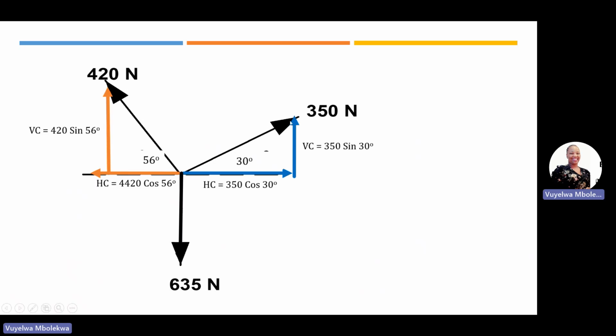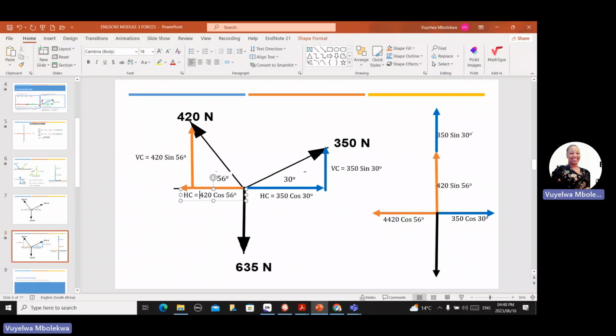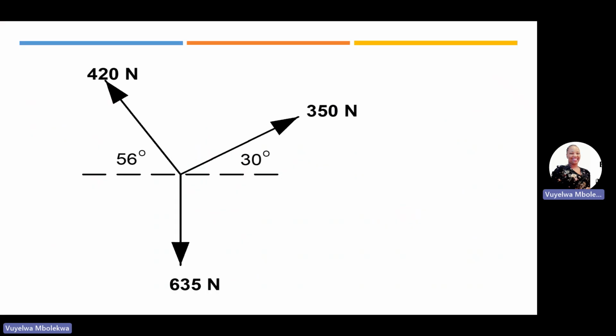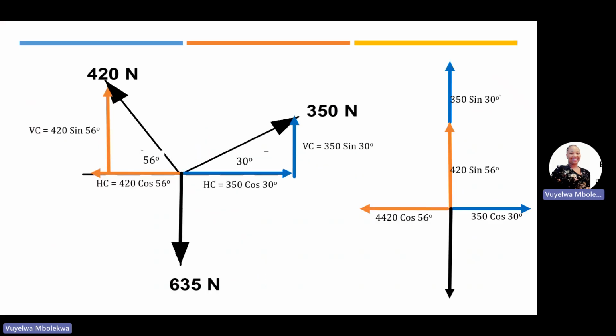So here's the vertical component of that force. Here's the horizontal component of that force. This is the vertical component of this force, and this is the horizontal component. This must be 420 here. Then once you resolve them, you drop the forces and use only the components, because components are representing the force.